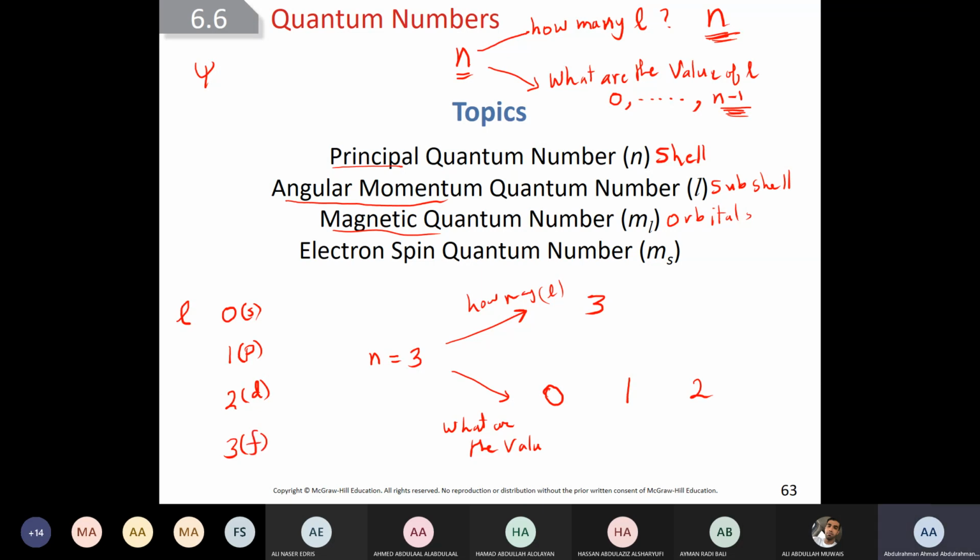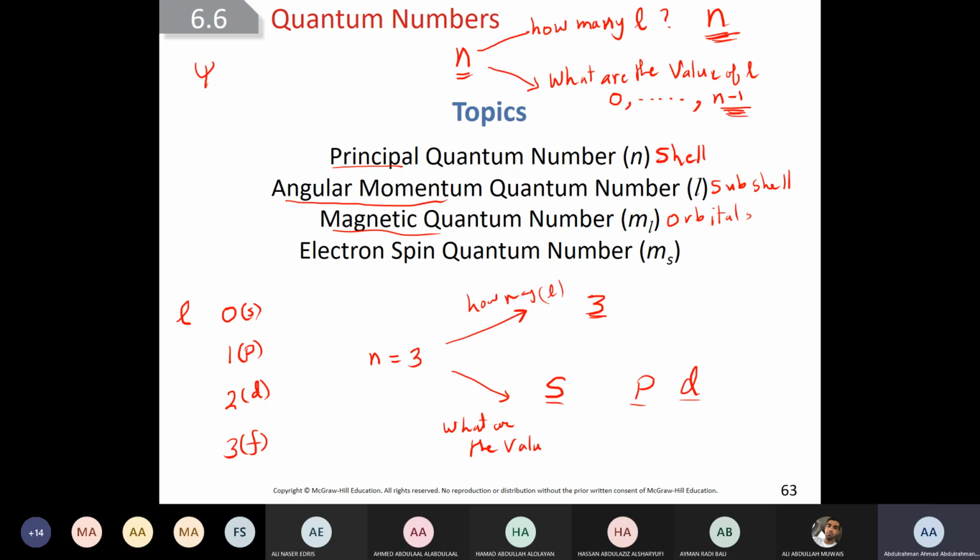Clear? So I want you to change the names here. Instead of 0, 1, 2, give me the other names. SPD. Good. Is this clear? So if we have 3, we have 3 solutions, SPD.